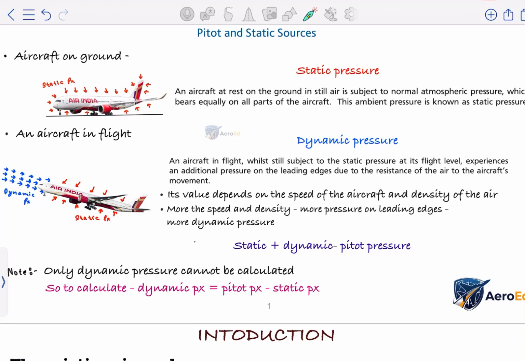Hello future pilots, we are going to start the first chapter of instrumentation, which is pitot and static sources. Before we start the chapter, I'm going to teach you about what is static pressure and dynamic pressure.